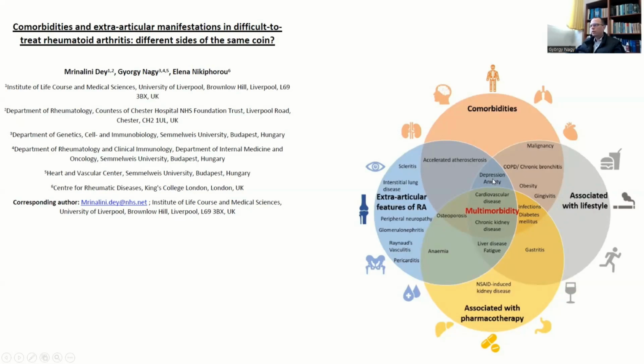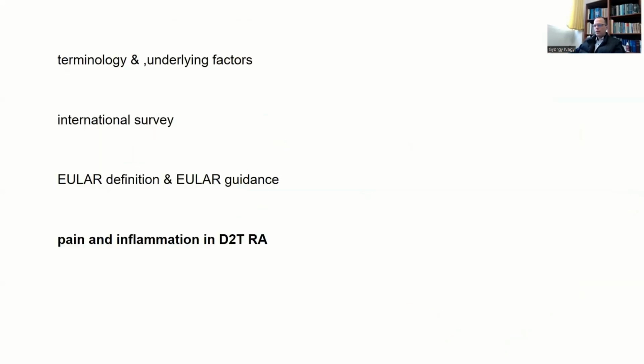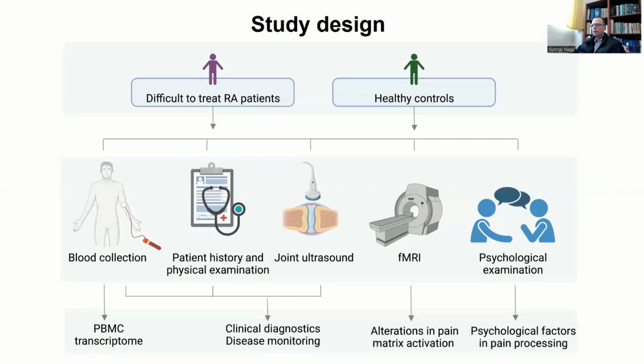Here the message is that in case of difficult to treat disease, we should always carefully evaluate what we see, whether it is an extra-articular feature, a comorbidity, or seems to be both, and we should consider advising the patient on lifestyle changes and optimizing pharmacotherapy for the best outcome. And finally, I would like very shortly to mention our ongoing research regarding difficult to treat disease.